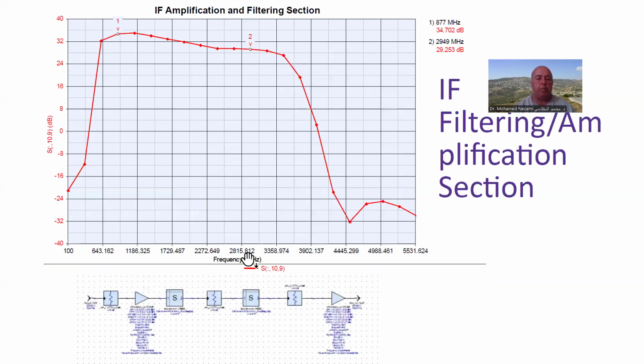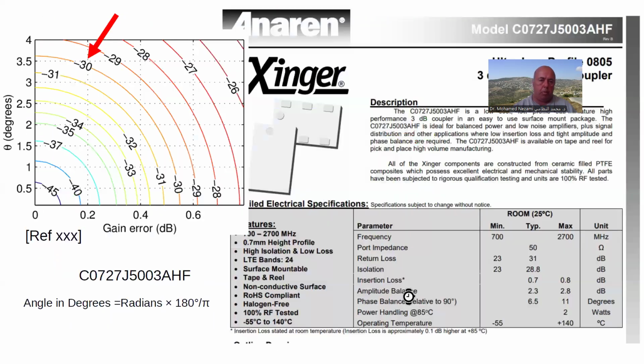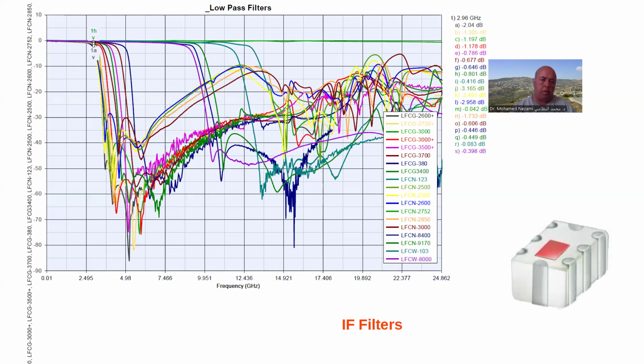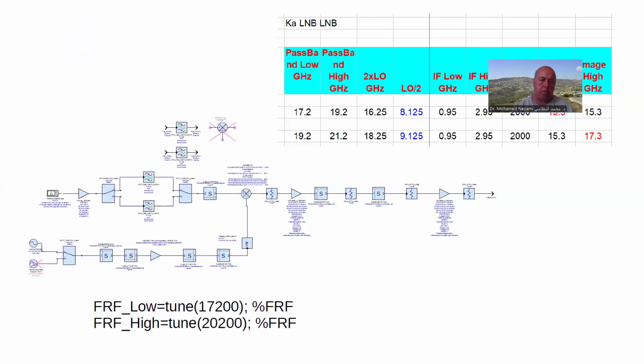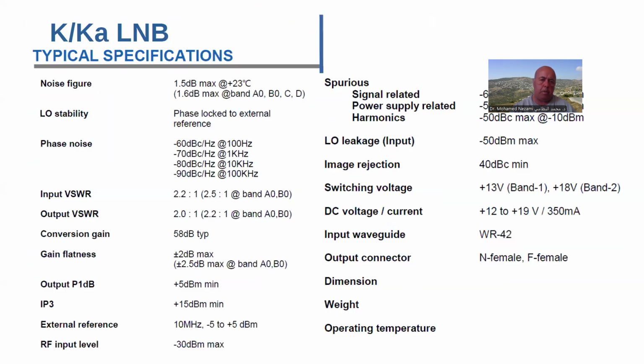Here's just the IF section alone, and there's about 35 dB of gain in it, 30 to 35, which means we have a slope of 5 dB, and that's unacceptable. Let's see what we are asked to design to. I'm going to go back to here.